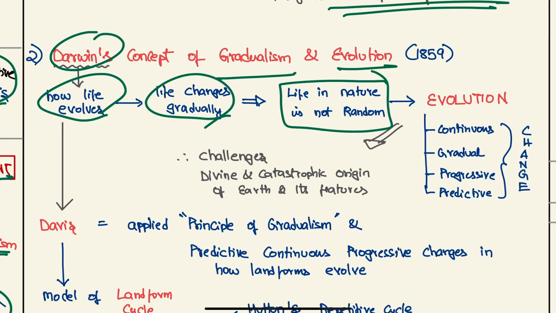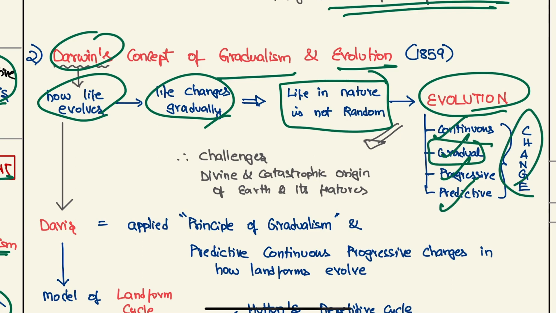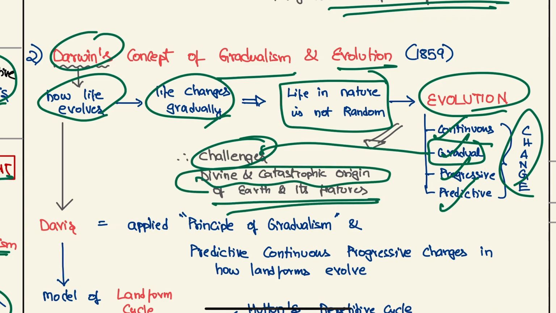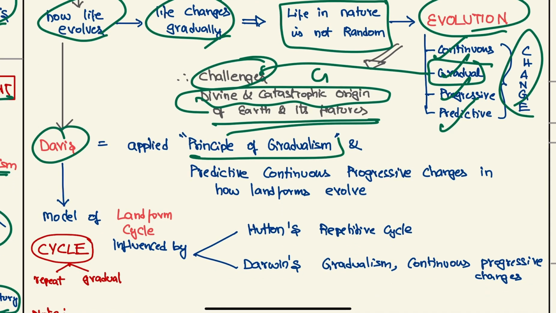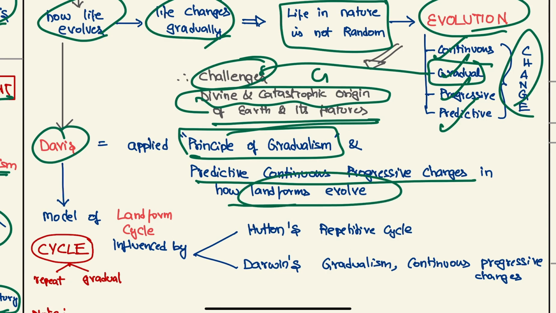So life in nature is not random, rather it is through evolution, which is a continuous, gradual, progressive, and predictive change. Since this is gradual, this challenges the divine and catastrophic origin of Earth and its processes. So gradualism versus catastrophic school. So Davis also applied this principle of gradualism and predictive and continuous progressive changes in how landforms evolved.